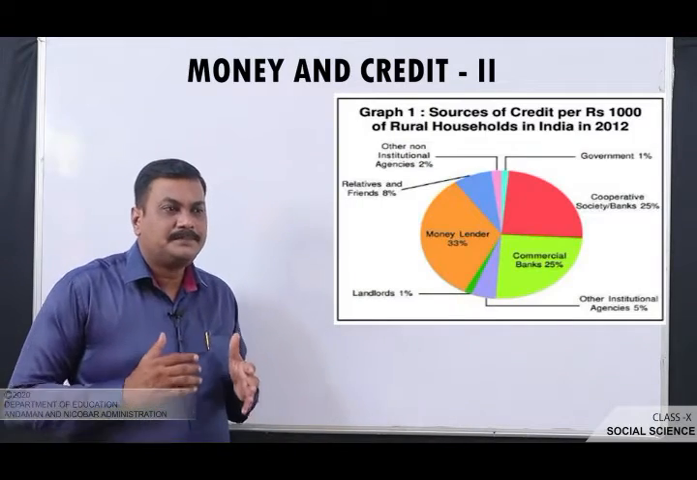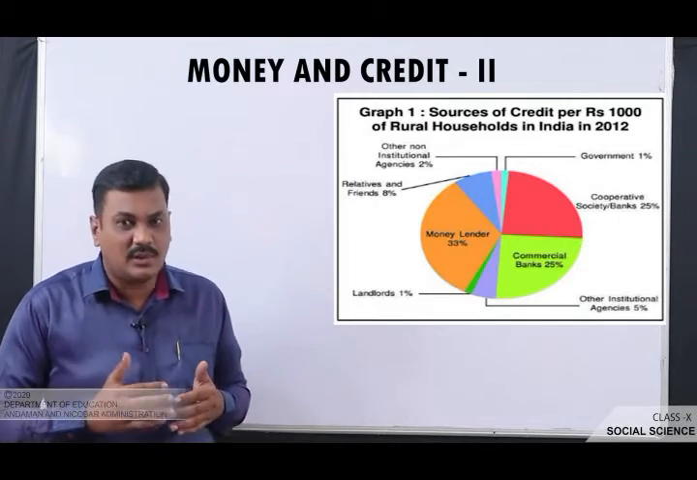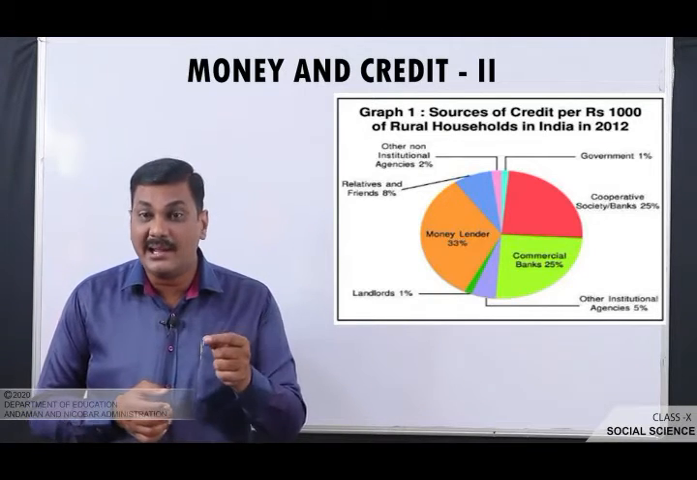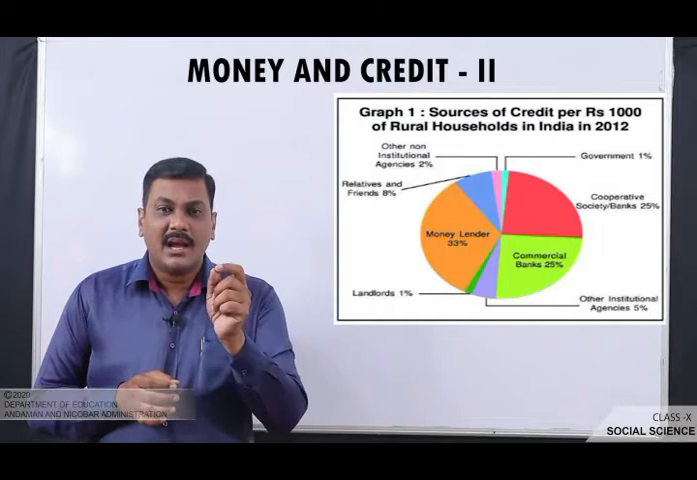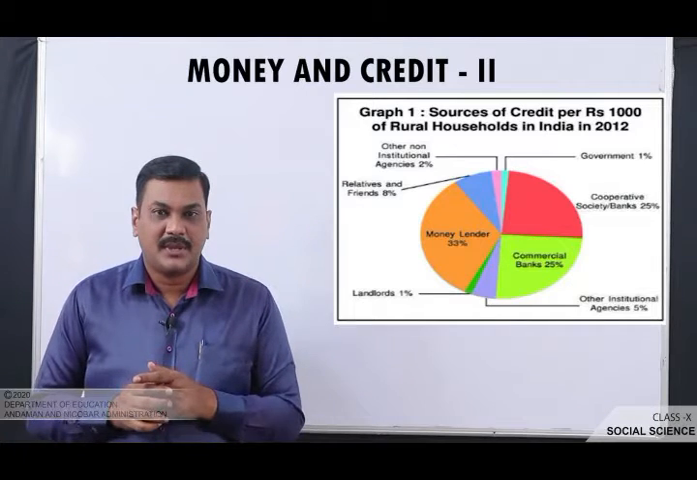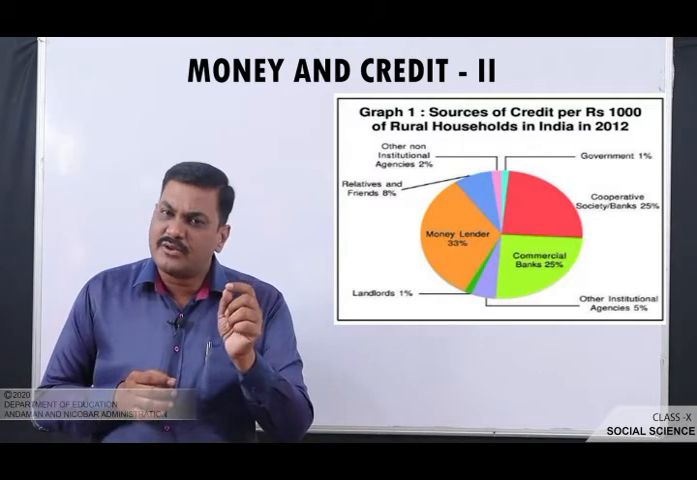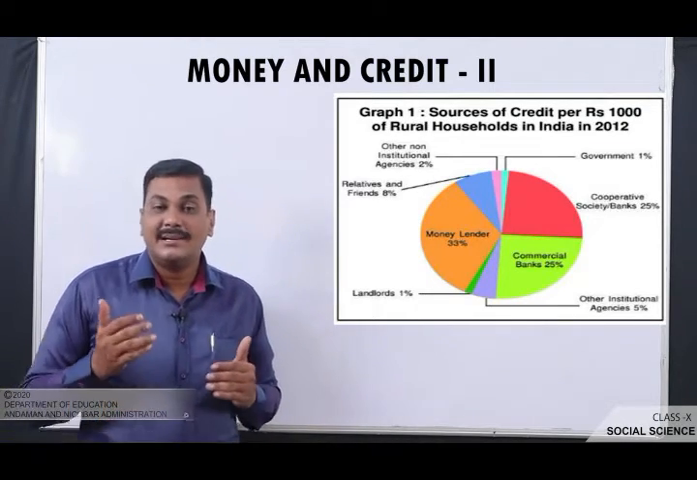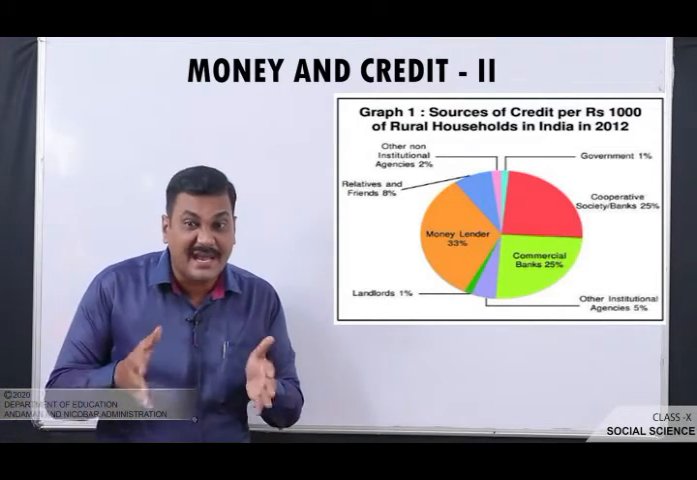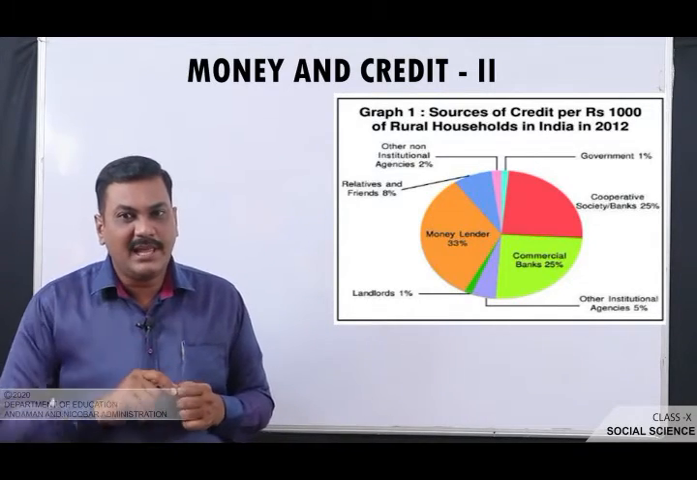Now we see the pie chart given in our textbook, that is, rural households. When you see the source of credit per thousand of rural households in India in 2012, you can see 33% of people are borrowing from moneylenders and 1% from landlords. Commercial banks, only 25% of the people are taking loans from commercial banks, and from cooperatives and self-help groups, cooperative societies, 25% of people, and from the government there is only 1%.